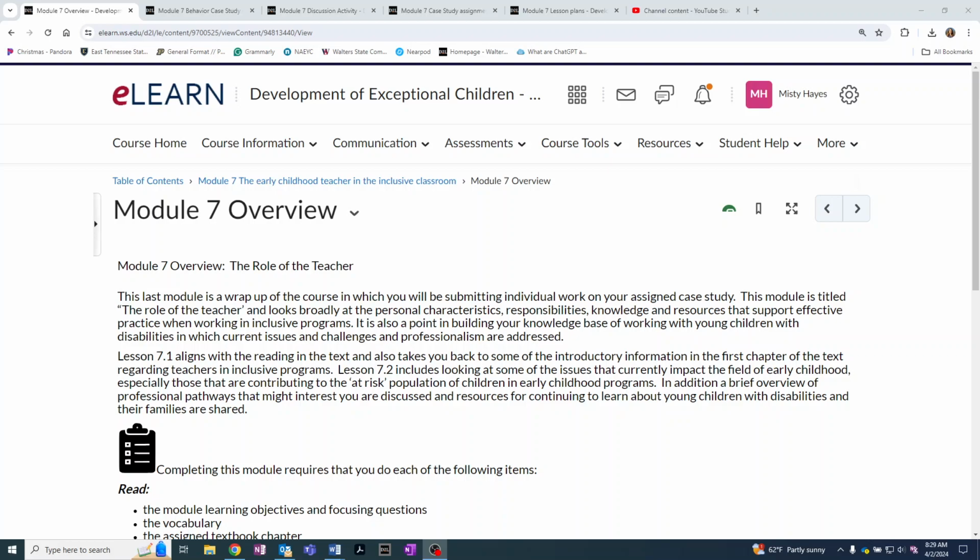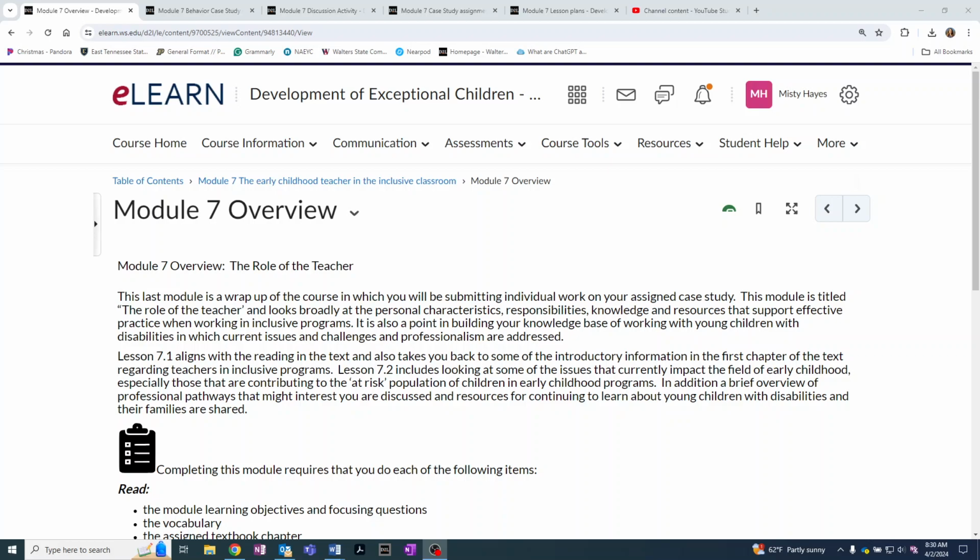Now, Module 7 is really looking at your role and what role do you play as a teacher when you are trying to help students, right? So, we just finished Module 6, which was really talking about how do you manage challenging behaviors, which is going to help us because we're going to be working on a behavior plan and look at how we can adapt a lesson to fit the needs of your case study child.